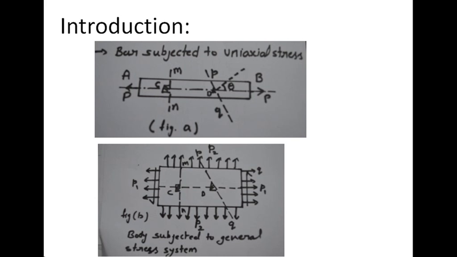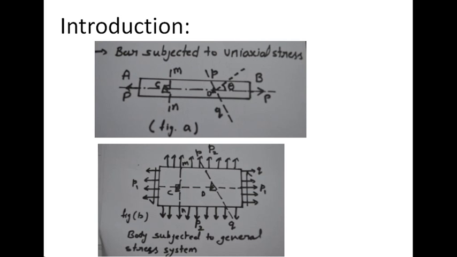Hello students, today we will discuss analysis of stresses on an inclined plane. In the previous lecture, we considered only the normal stresses acting on the cross section. Here you can see a diagram. In the first diagram, you can see a cross section MN of a bar AB. The cross section MN is perpendicular to the axis of the bar.